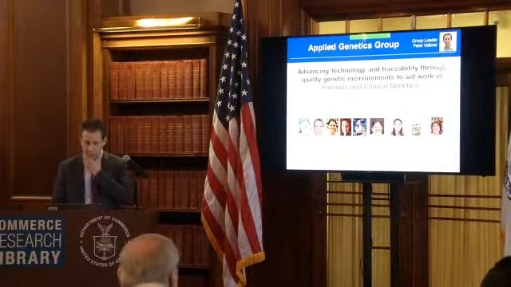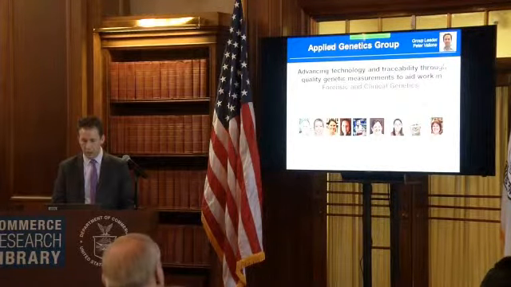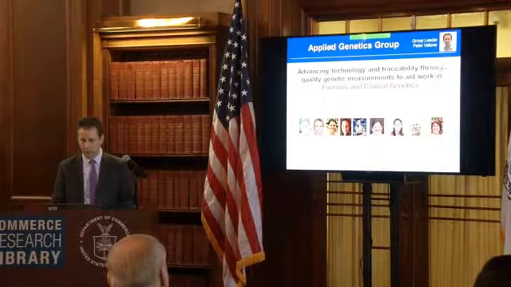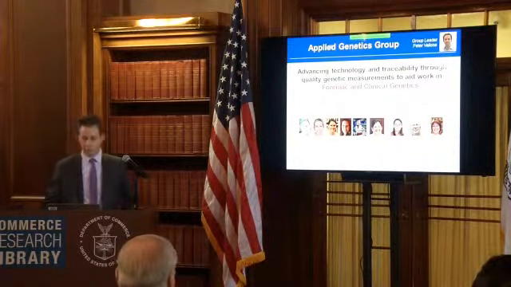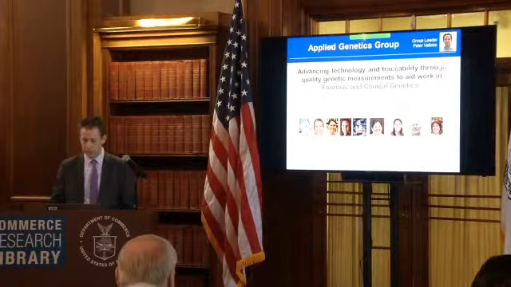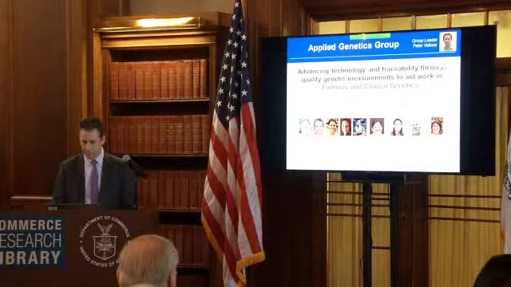This is my team in the Applied Genetics Group. We're working in forensic and clinical genetic areas, and this is the team here. The folks on the left are most affiliated with some of the forensic projects that we'll be talking about, but they're a great team, and most of this work is generated through their hard efforts.